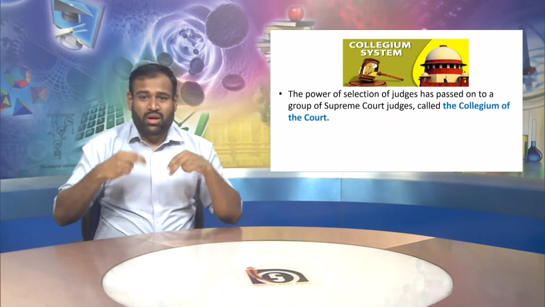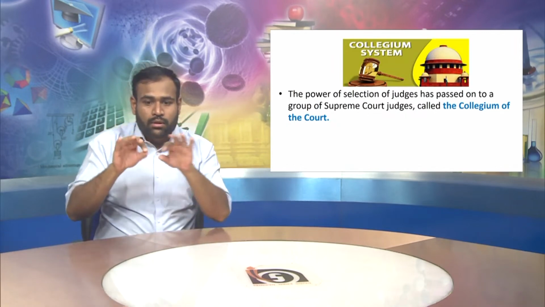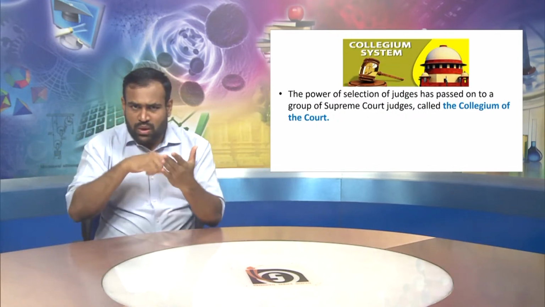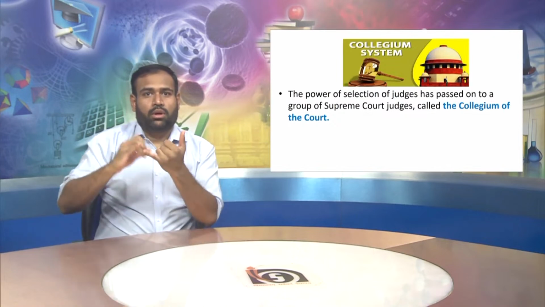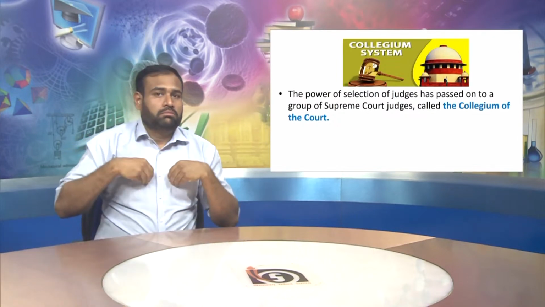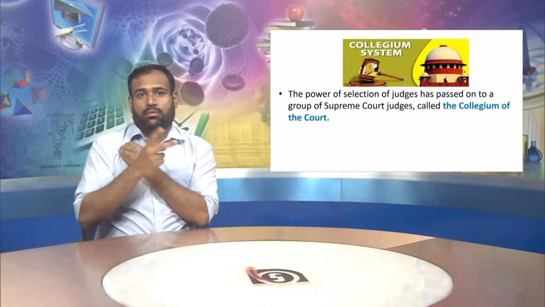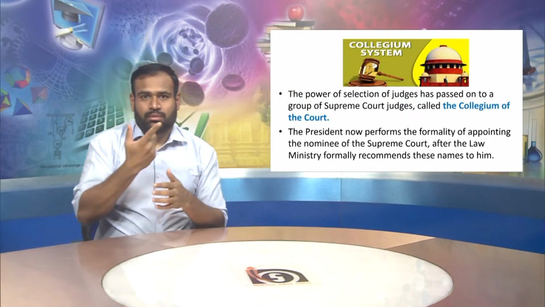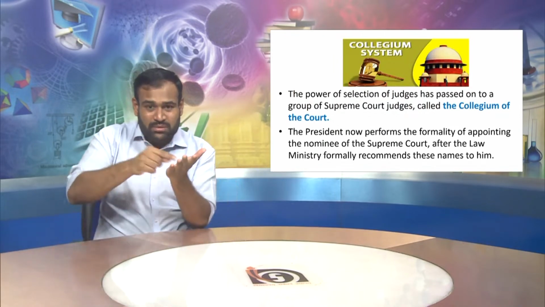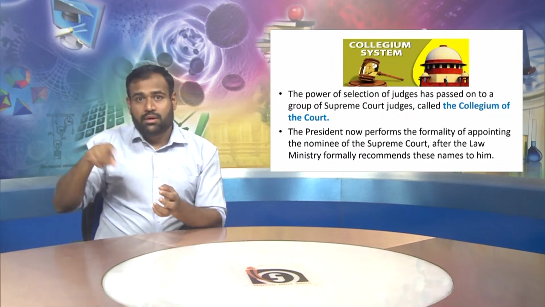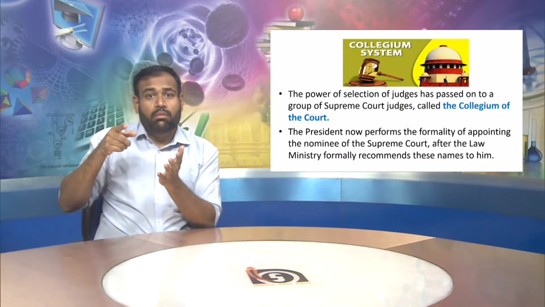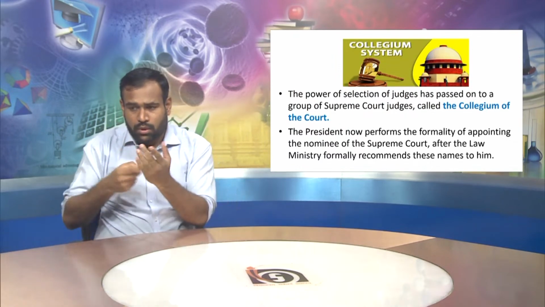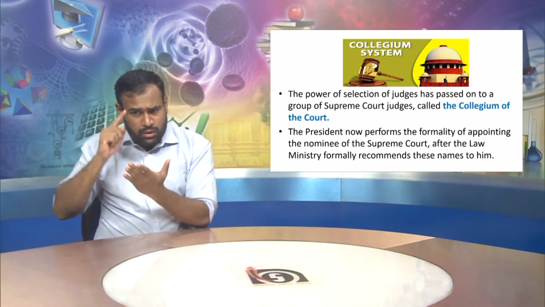The power of selection of judges has passed on to a group of Supreme Court judges called the Collegium of the Court. The President now performs the formality of appointing the nominee of the Supreme Court. After the Law Ministry formally recommends those names to him.